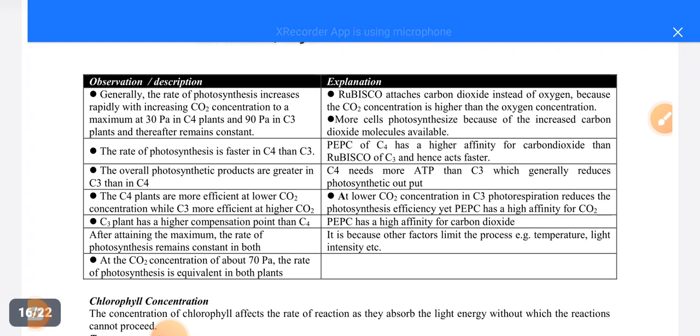Now we are going to look at chlorophyll concentration. It is going to be our next lesson.